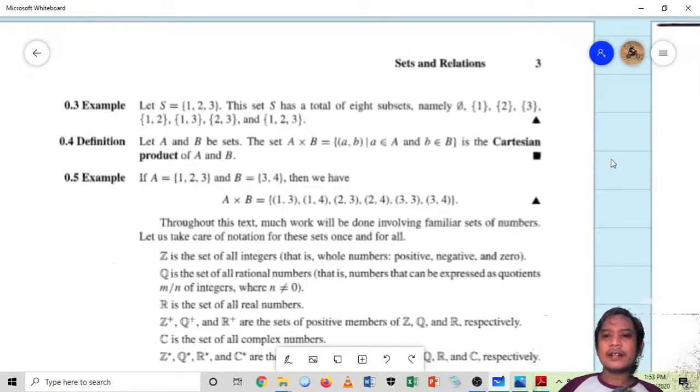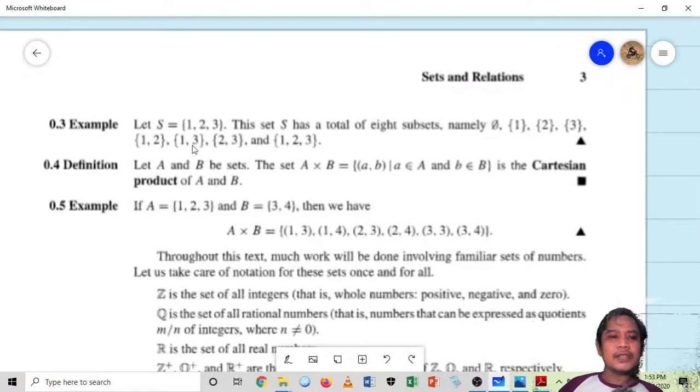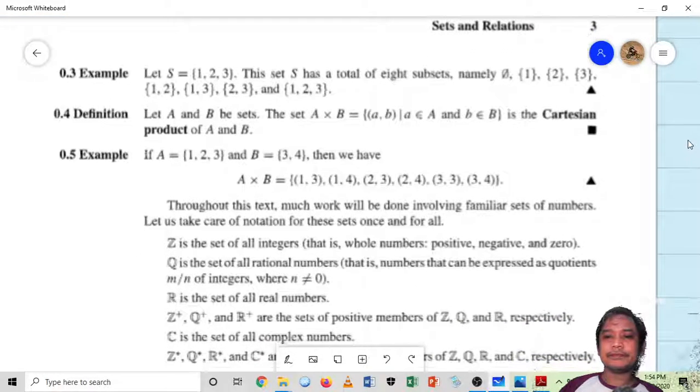So we can see here examples. If S contains the elements 1, 2, and 3, then if we are to enumerate the subsets of S, it would be first the empty set, then the singleton set containing 1, the singleton set containing 2, the singleton set containing 3, and so on until the set S itself. So if we count them, there would be 8 subsets of S containing 3 elements.